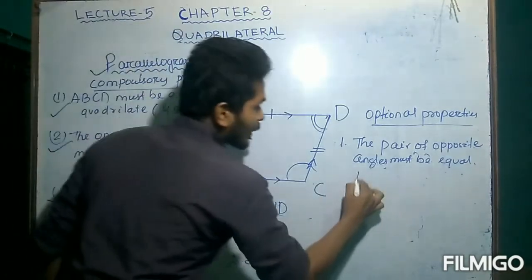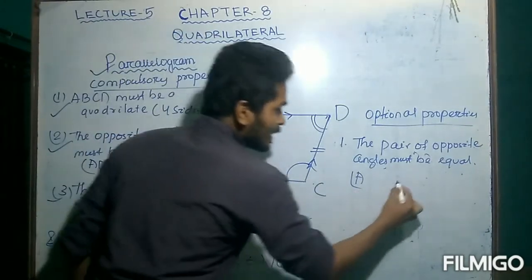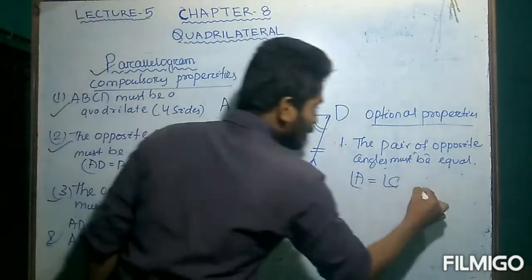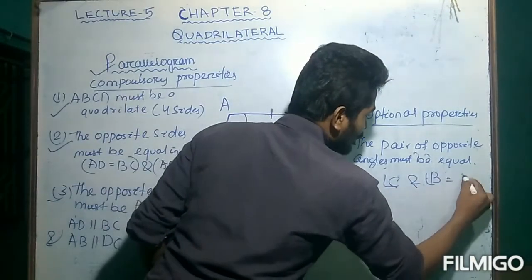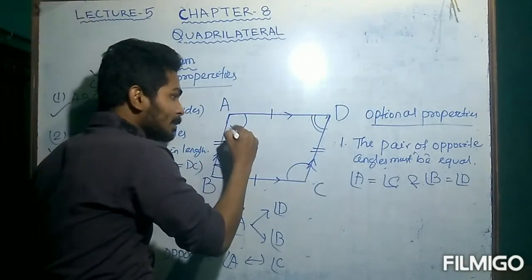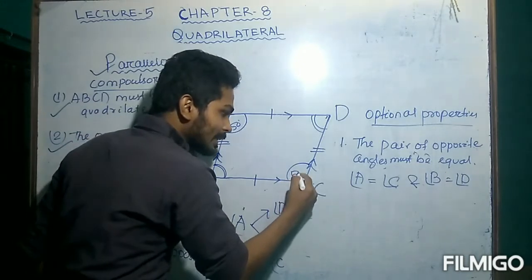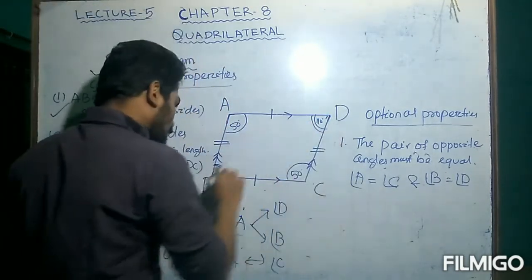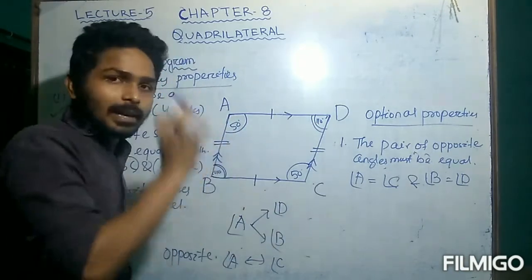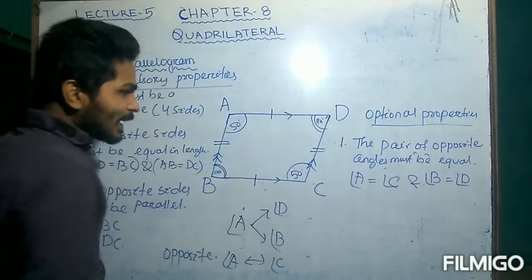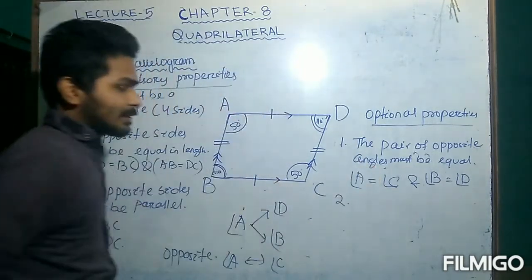As here for angle A, the opposite angle is C. So A and C must be equal. And B and D are opposite, so B and D must be equal. If this angle is 50 degrees, then no doubt you have to write this angle is 50 degrees. If this angle is 110 degrees, then yes, this angle is also 110 degrees. Do you get this? Okay, moving to the next optional condition.